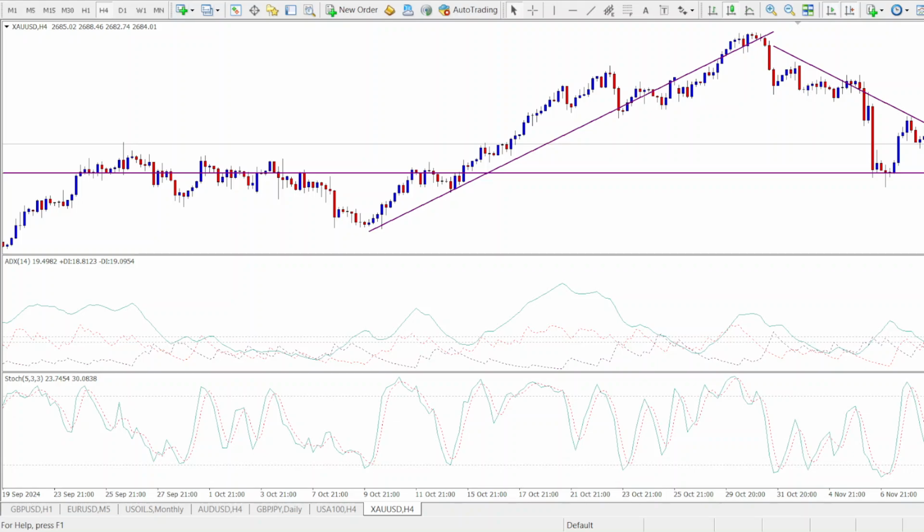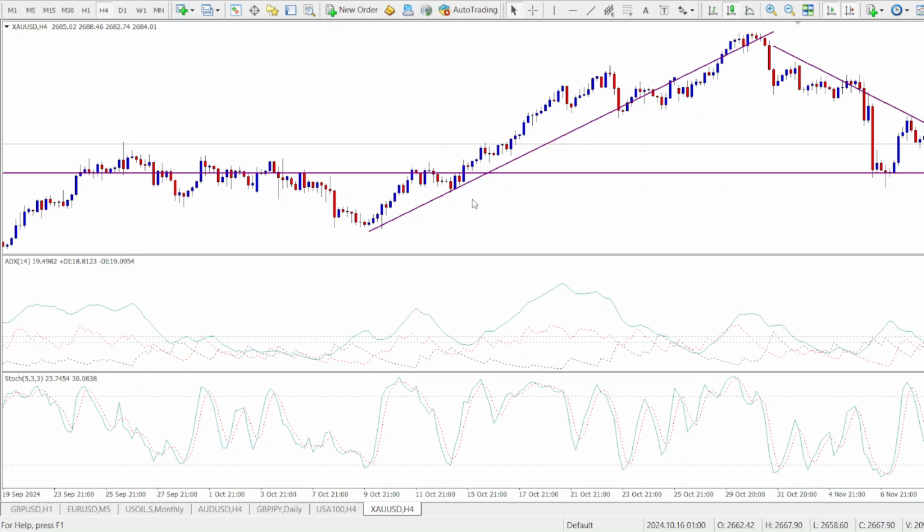Now that you understand the basic strategy, let's cover some practical tips to make sure you are using ADX and stochastic effectively. First, remember that no strategy is perfect, so always use proper risk management. Even when you have both indicators lining up perfectly, market conditions can change and things don't always go as planned. So always set your stop loss orders and manage your position size appropriately.